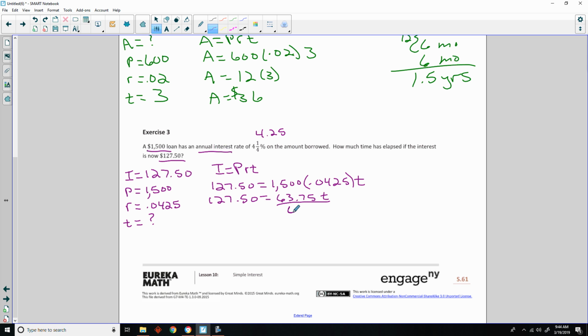So if I divide both sides by 63.75, these cancel, and I find out how much time that will be. 63 and 63 is 126, and that would be another $1.50, so it is equal to 2. And it is 2 what? t equals 2 years.